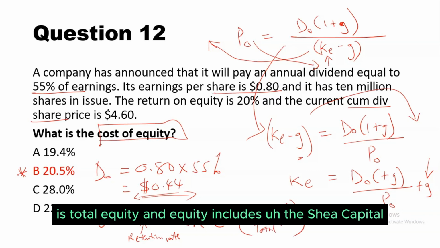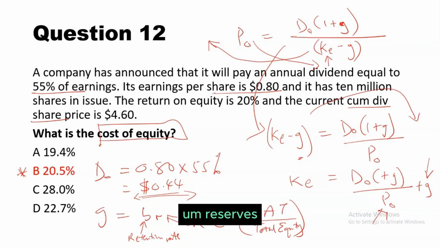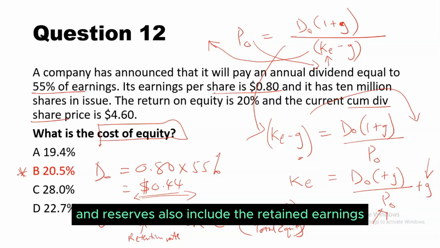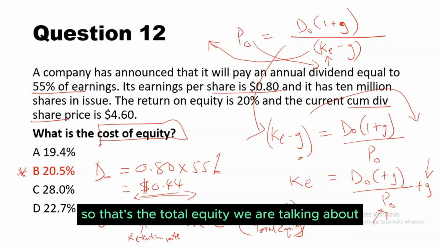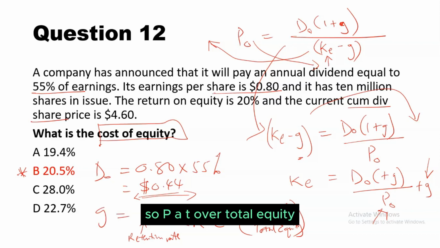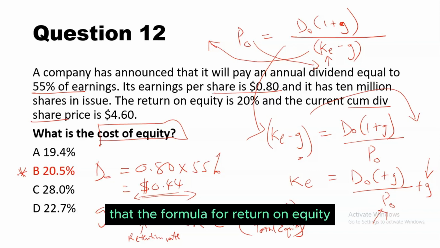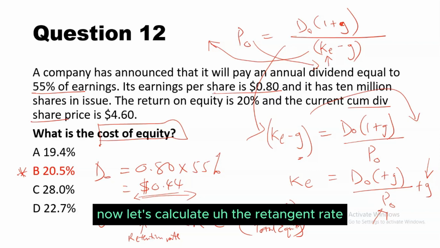It's total equity. And equity includes the share capital, reserves. Okay, share capital and reserves also include the retained earnings. So that's the total equity we are talking about. So PAT over total equity. That's the formula for return on equity. Okay, so we have got R already. Now let's calculate the retention rate.